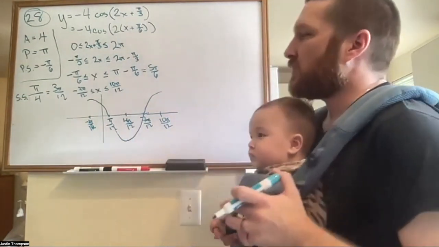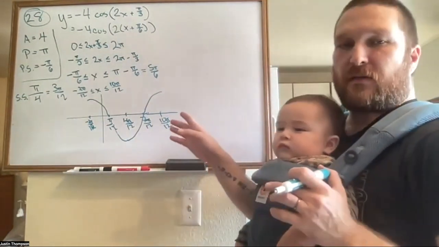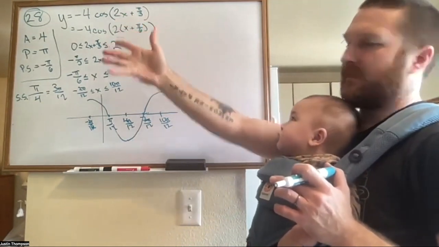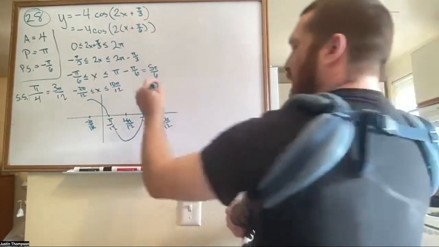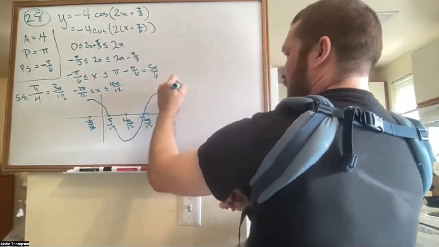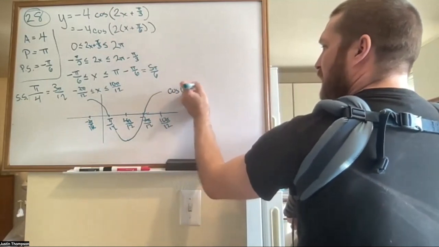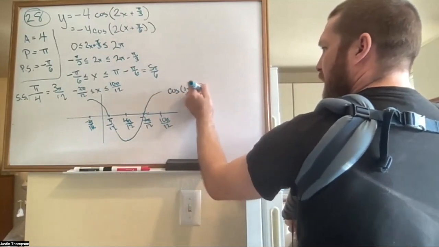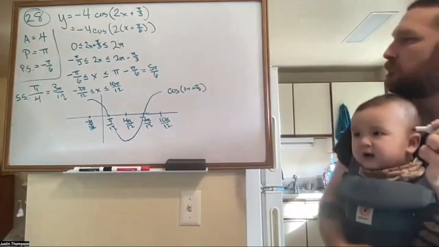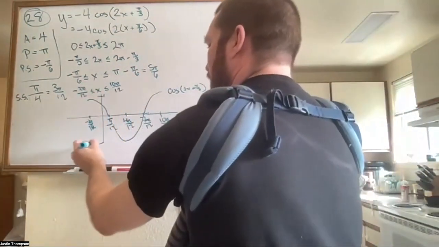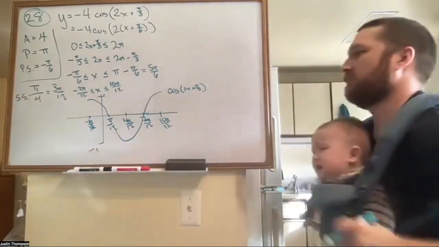Let's see. So, what have I just drawn? Have I drawn negative 4 cosine? No, this is all I've done right here. This is just regular old cosine of 2x plus pi over 3. And so in this case, it's going from 1 down to negative 1.